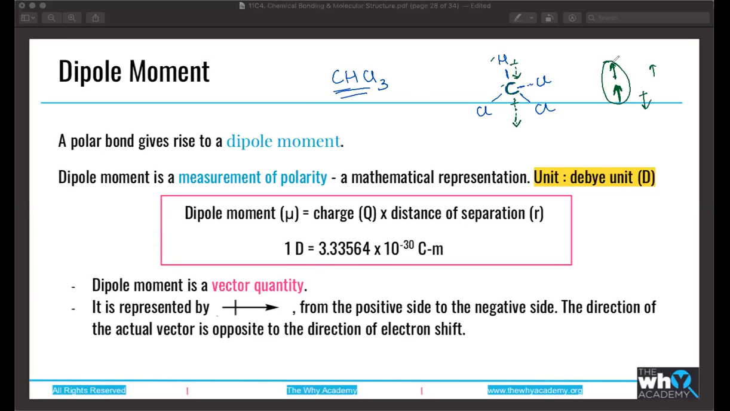Yeah, that's what I'm saying. So the electron shift is going to be downward. Like if you're representing with this part, it'll be downward. The dipole moment vector is going to be upward. So the net dipole moment should be upward. Yeah. So the net dipole moment is upward. The net electron shift, the net polarity, is going to be downward.